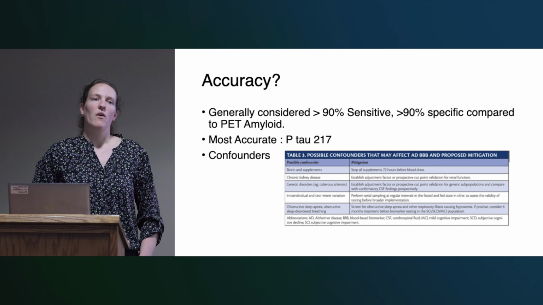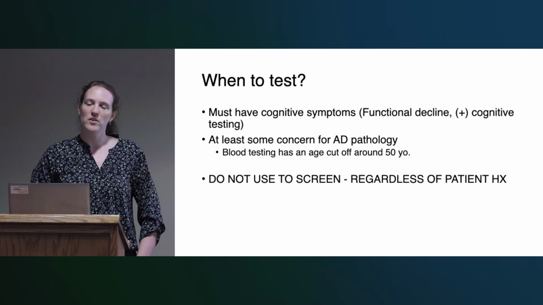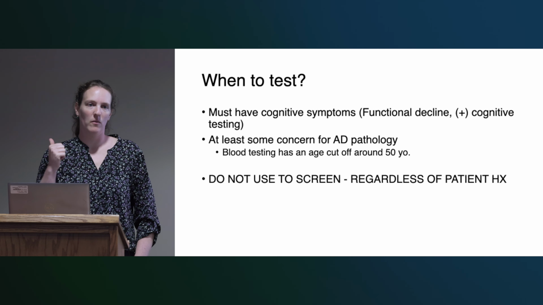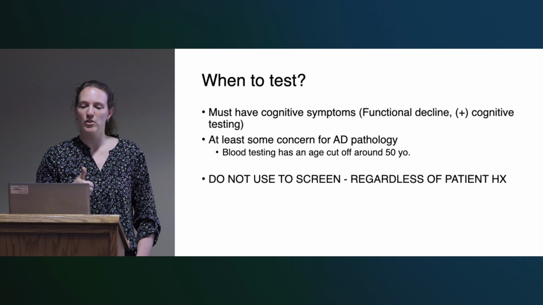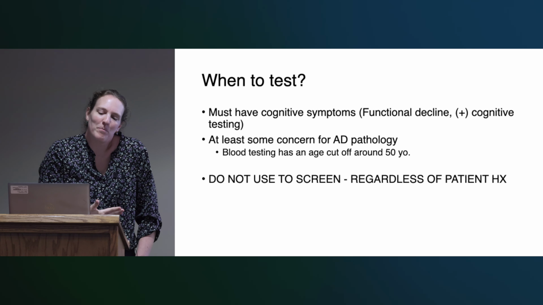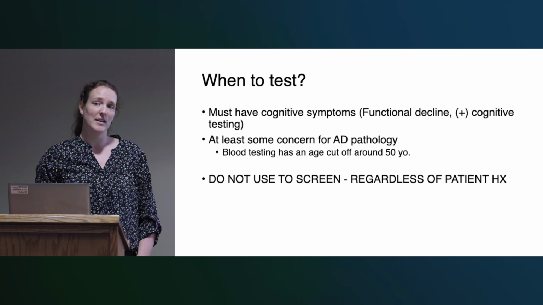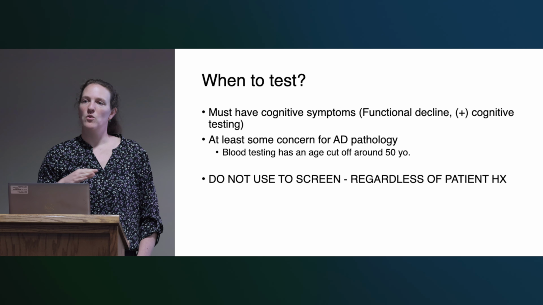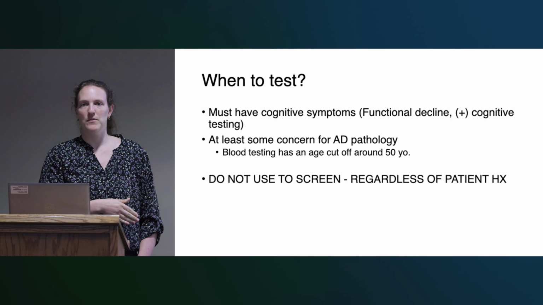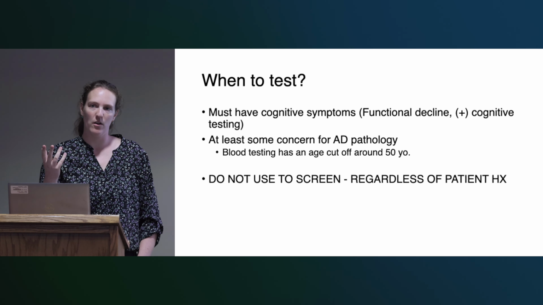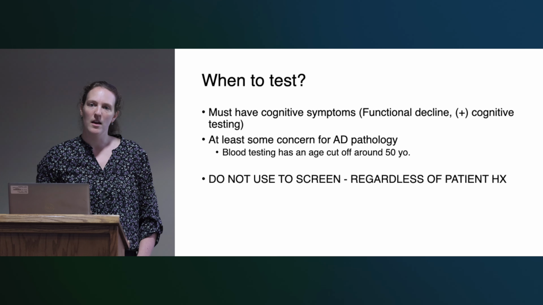All right, so all those caveats, all those things, when do we test it? Again, must have cognitive symptoms. So functional decline, positive cognitive testing. That means that there is an abnormality on that cognitive testing, okay? We have to believe that there's at least a possibility that they could have Alzheimer's disease. Currently, the blood testing has a cutoff of 50 years old. So we don't really consider anyone less than 50 unless they have a super rare whole family has Alzheimer's at 45. They probably ought to see a neurologist anyway.